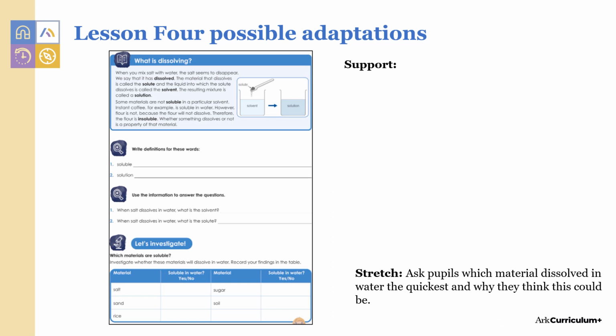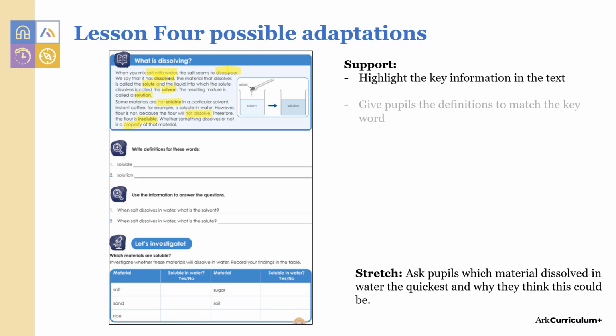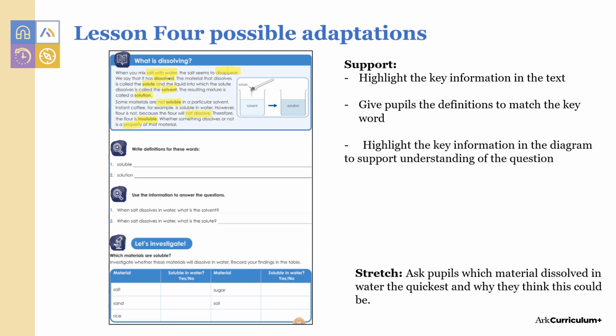In Lesson 4, pupils need to read a text and answer some questions based on that text. Then they need to undertake an investigation answering the question, which materials are soluble? Support pupils by highlighting the key information in the text, by giving pupils the definitions to match the keyword, by highlighting the key information in the diagram to support understanding of the question, and stretch pupils by asking them which material dissolved in water the quickest and why they think this could be.